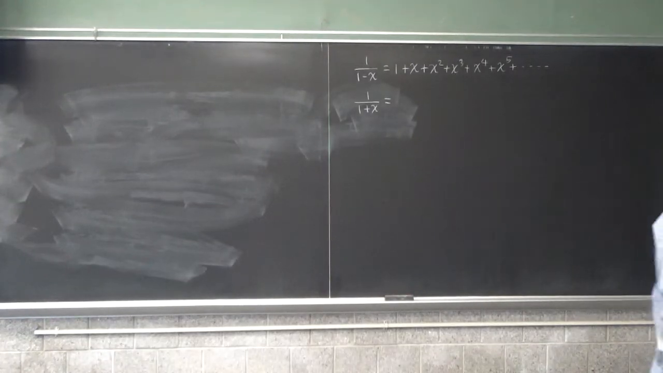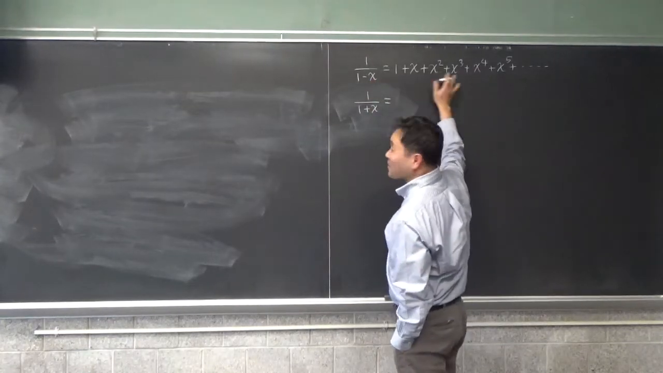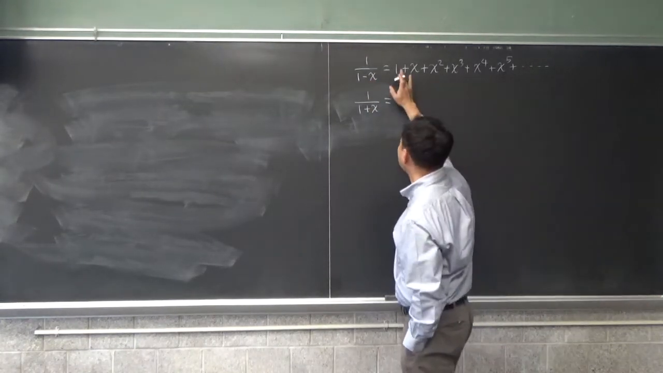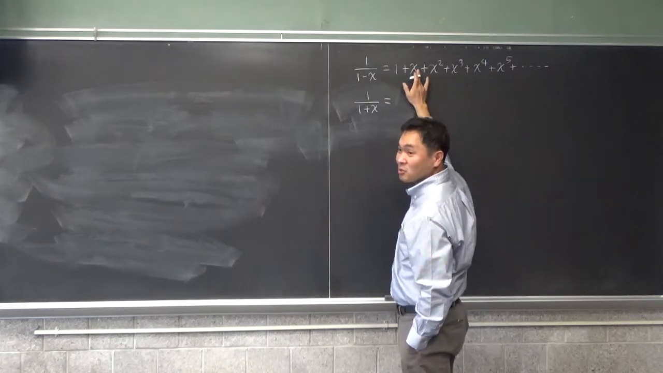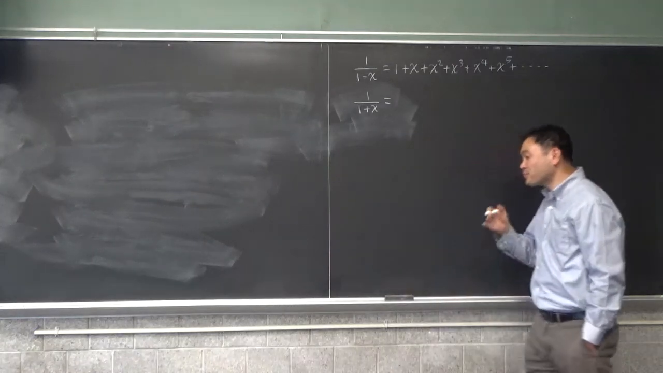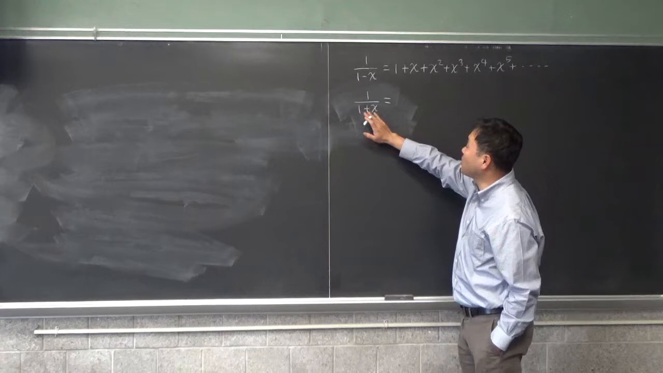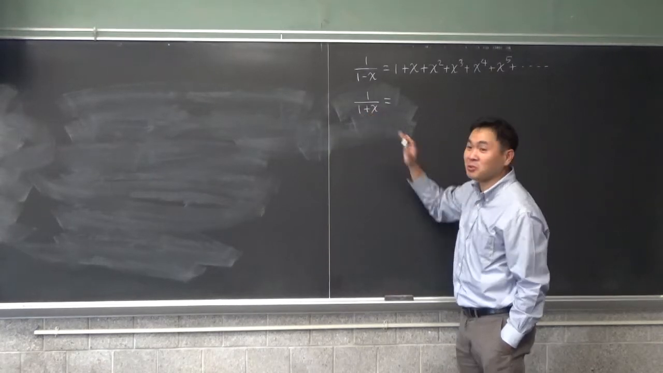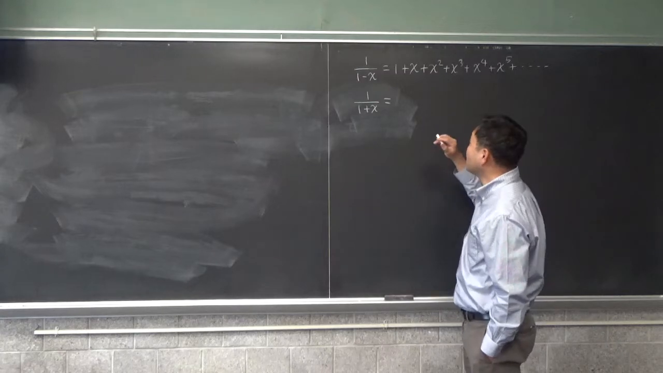Okay, so we went through this series last time. The right side is a geometric series with the first term 1 and common ratio x. So if you use a over 1 minus r, you get this. Now from this, you can figure out what the Taylor series of 1 over 1 plus x is. What would that be? 1 minus x squared.